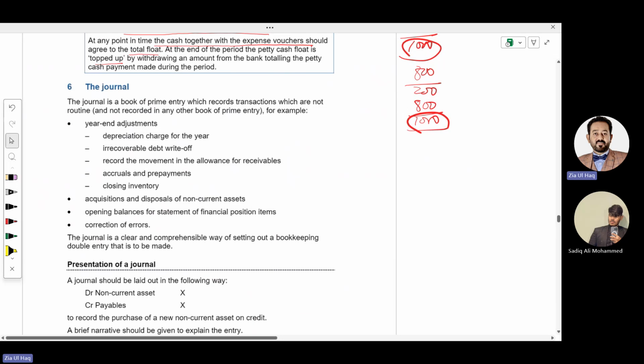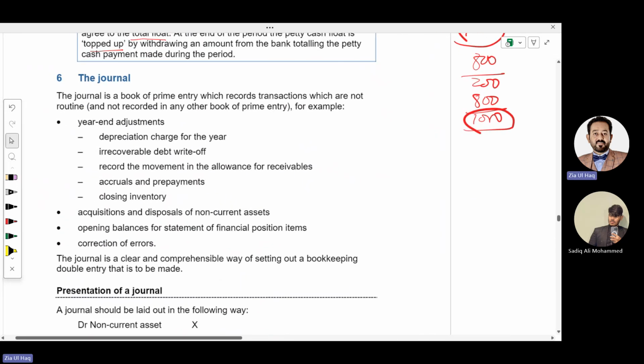So now we are moving towards what kind of entries we record in the journal. In the journal, we normally record accounting entries relating to year-end adjustments. Mean at year-end, company need to record some entries that will be recorded in journals. What could be those entries? Those entries could be relating to depreciation for the year. What is depreciation?